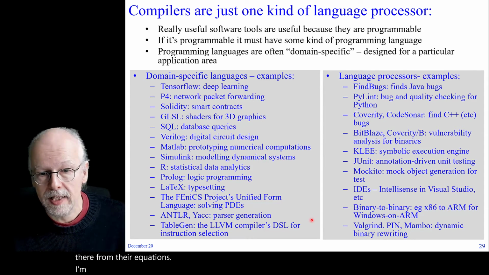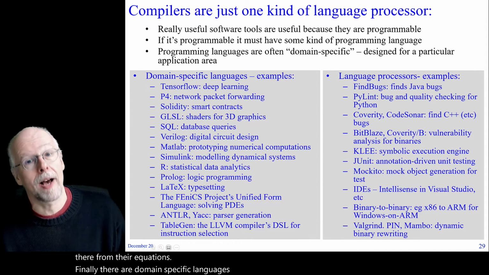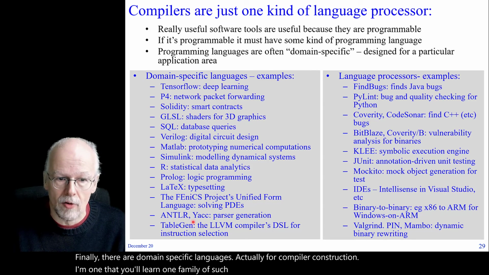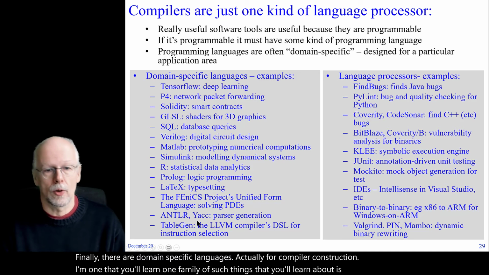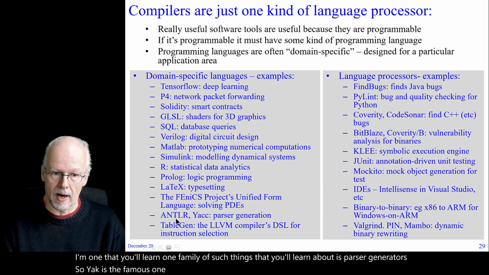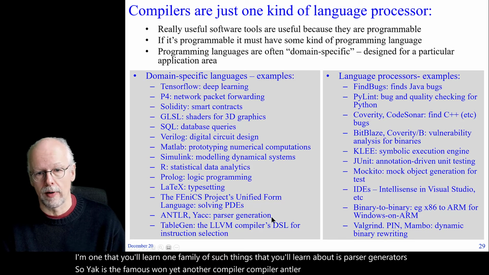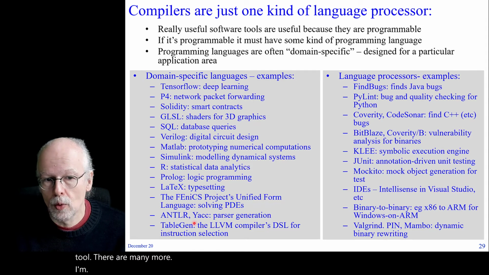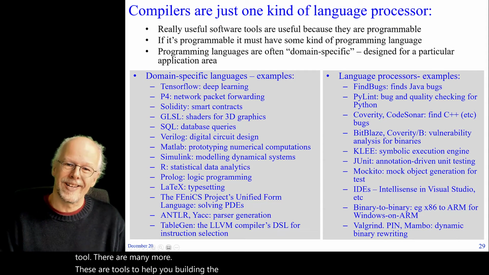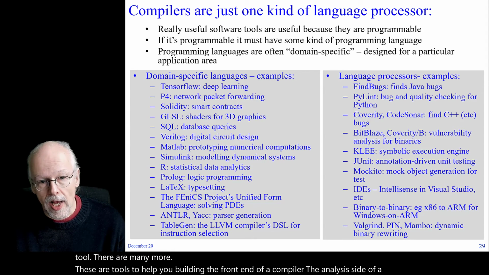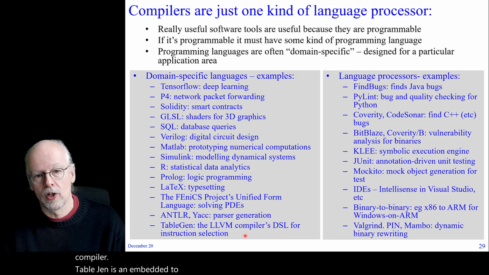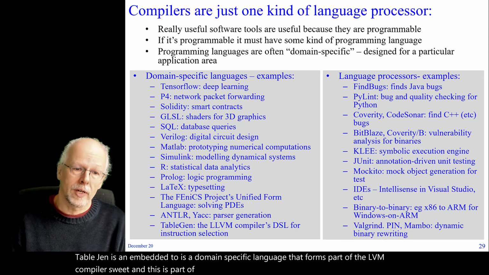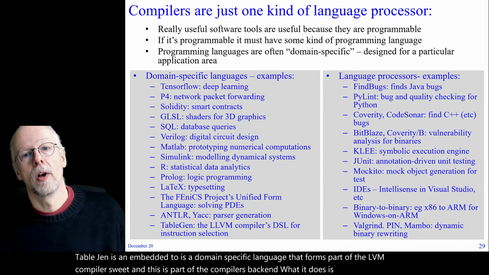Finally, there are domain-specific languages actually for compiler construction. One family of such things that you'll learn about is parser generators. So Yacc is the famous one, yet another compiler compiler. ANTLR is a Java parser generation tool. There are many more. These are tools to help you building the front end of a compiler, the analysis side of a compiler. TableGen is a domain-specific language that forms part of the LLVM compiler suite, and this is part of the compiler's backend. What it does is instruction selection.